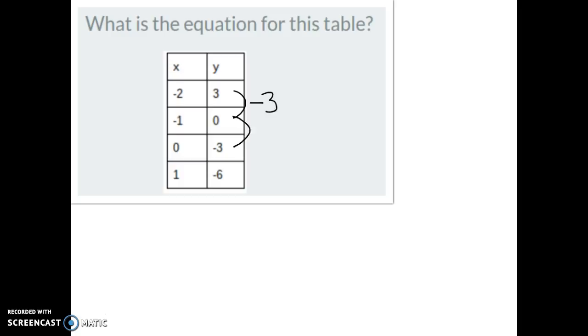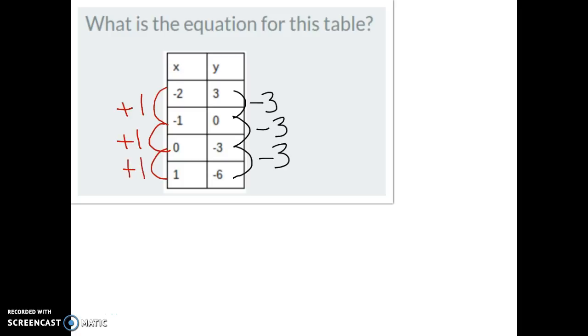From 0 to negative 3 is a loss of 3. From negative 3 to negative 6 is a loss of 3. Now we need to find the change in x. From negative 2 to negative 1 is a gain of 1. From negative 1 to 0 is a gain of 1. From 0 to 1 is a gain of 1.